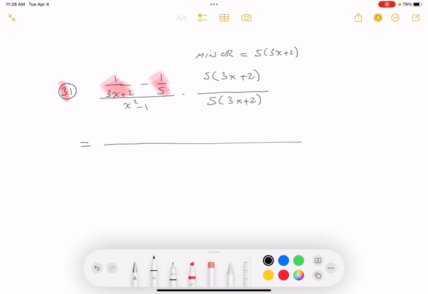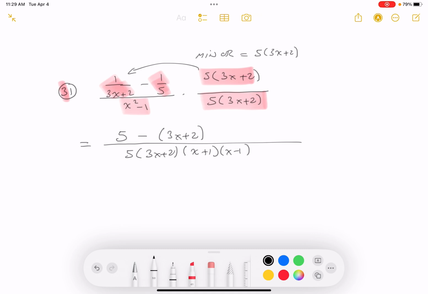Well, the bottom's fairly easy to do because you just get 5 times 3x plus 2, and then I see the x squared minus 1. I'm going to factor that now, and that's going to be x plus 1, x minus 1. So what did I accomplish here? I just factored this, and I wrote this down. That's all I've done. Now, what's nice about the top, when you distribute this across the two terms on top, a lot disappears. The first thing, you get 1 times 5, which is 5. The 3x plus 2 disappears. On the second term, the 5 disappears, and you just get 1 times 3x plus 2.